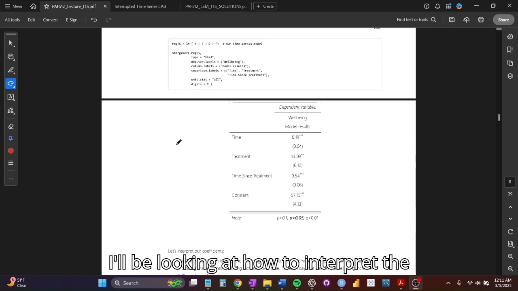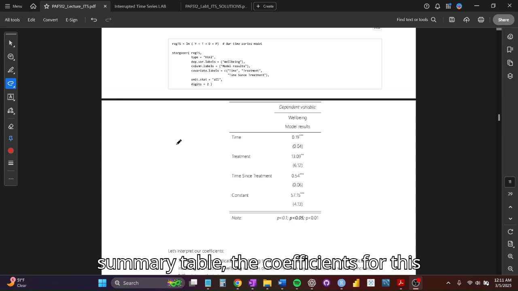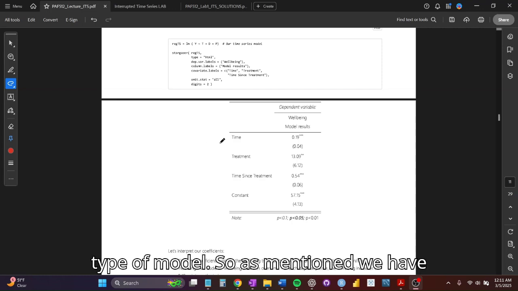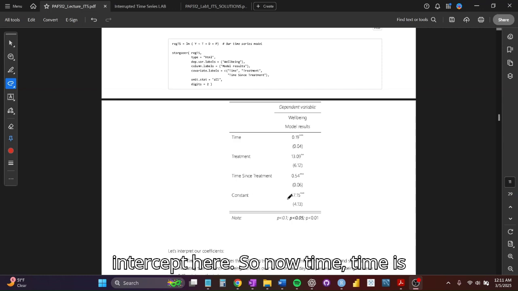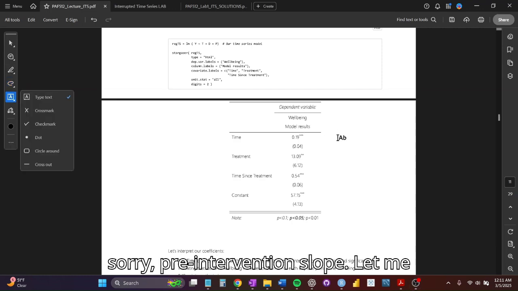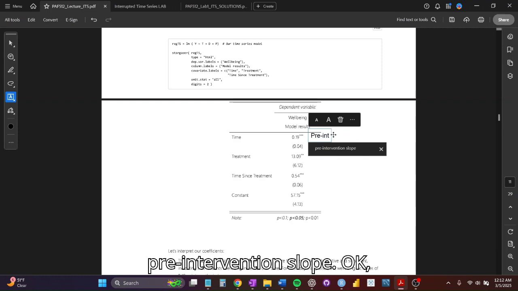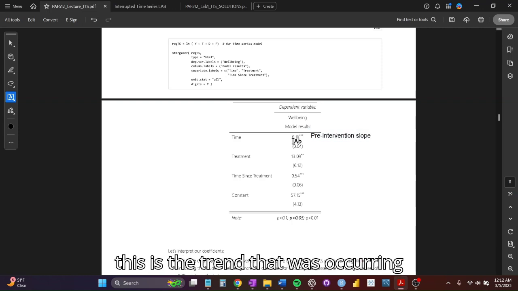We're going to be looking at how to interpret the summary table, the coefficients for this type of model. So as mentioned, we have time, treatment, time since treatment, and then of course the constant, or the intercept here. So now time. Time is going to be simply the pre-intervention slope. Okay. This is the trend that was occurring prior to intervention.